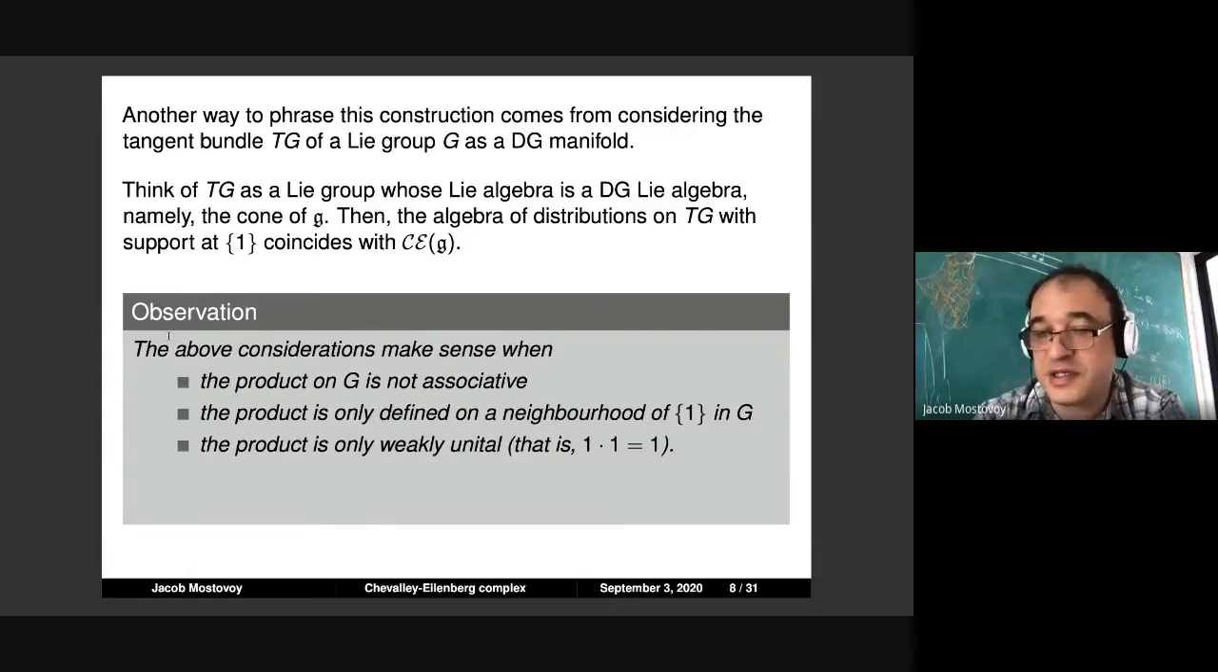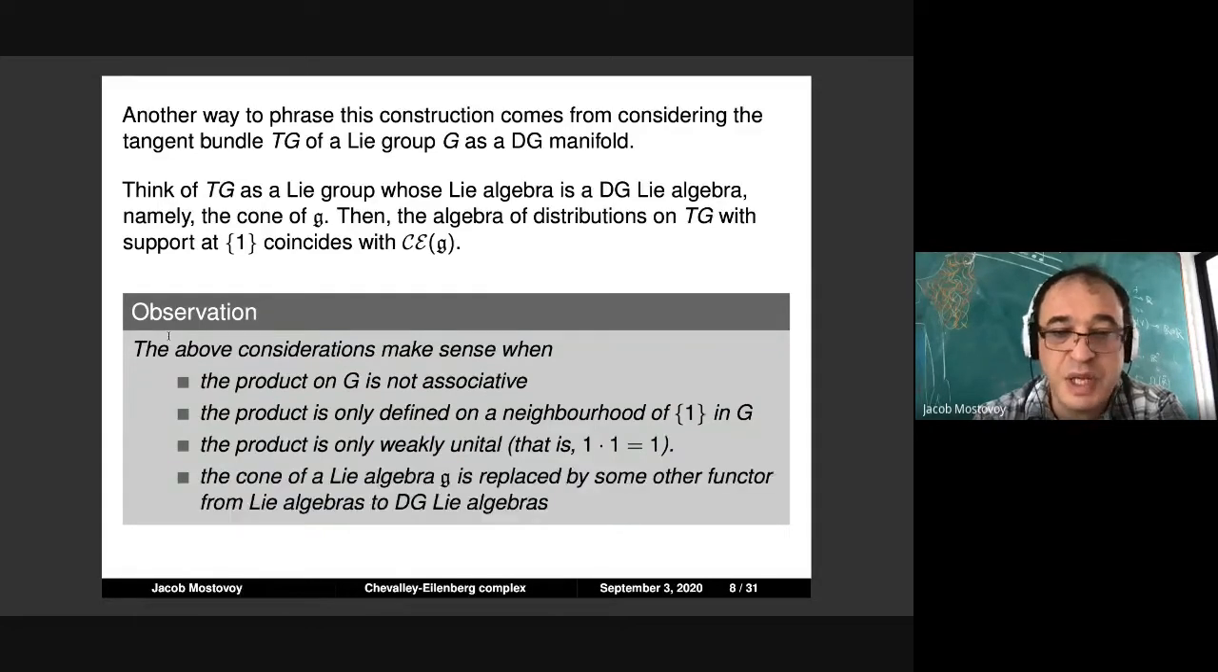I mean, it satisfies nothing. So this other part is only weakly unital. So this is an interesting thing, though I'm not going to say anything else about this kind of products.